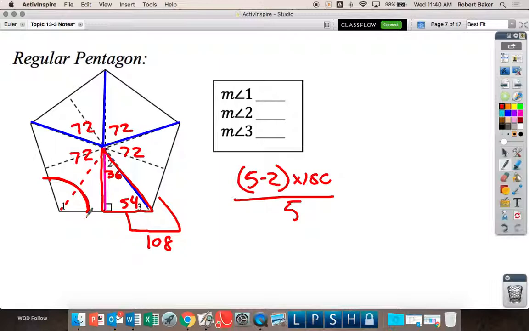Now, are there special right triangle tricks for a 36, 54, 90 right triangle? No. It's trigonometry. Sine, cosine, tangent, baby. You get so happy, because you guys always forget. Let's do this.